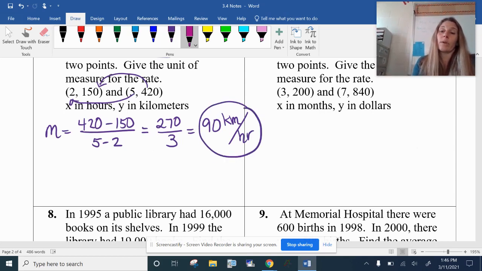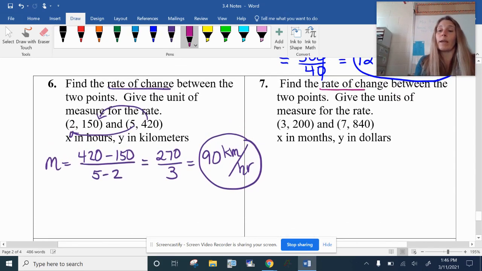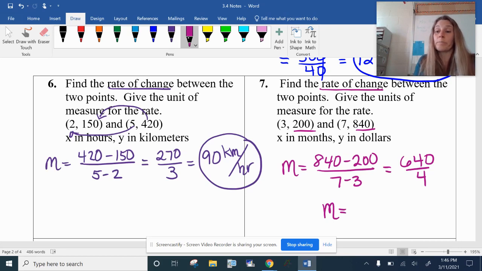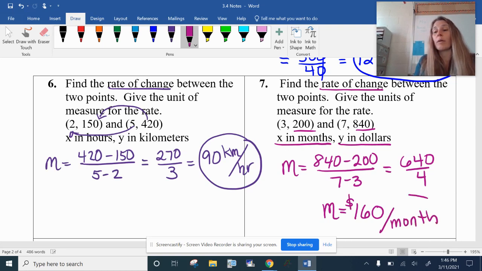All right, let's try the next one. Same thing, finding the rate of change between the 2 points. Using that slope formula, I'm going to do 840 minus 200, 7 minus 3. That gives me 640 over 4. But remember, to find my rate of change, I need to divide that out. And I get 160, and the Y is dollars, and the X is months, so it's $160 per month.